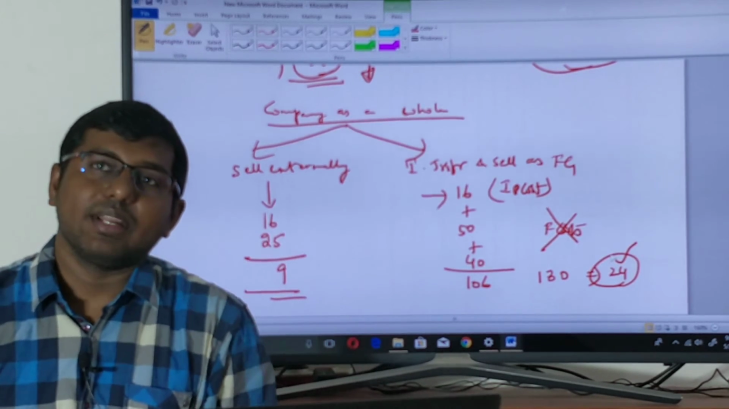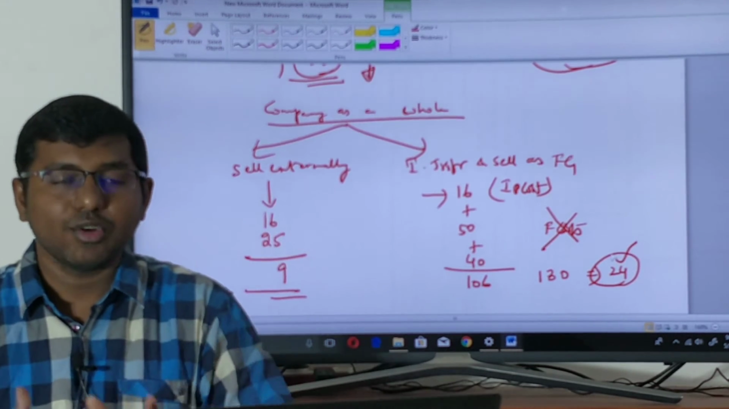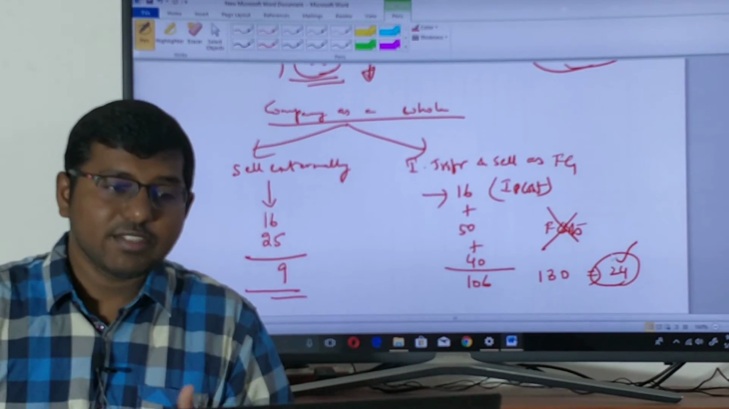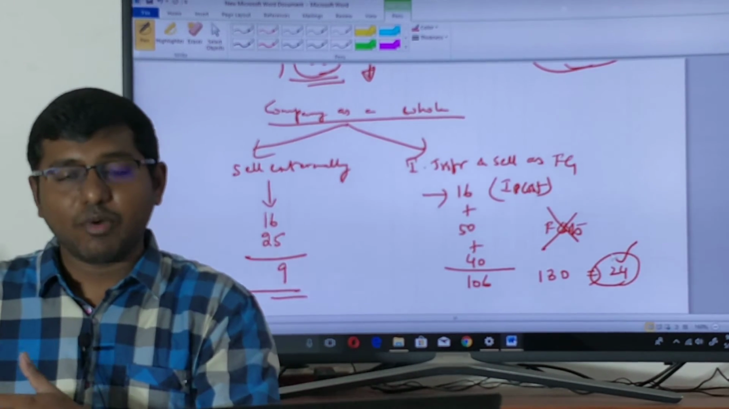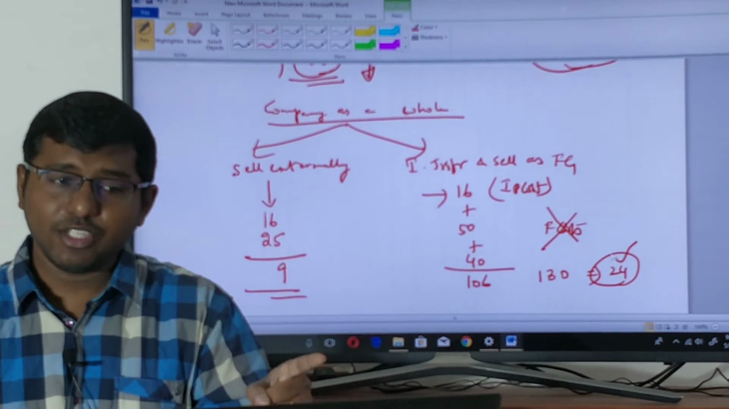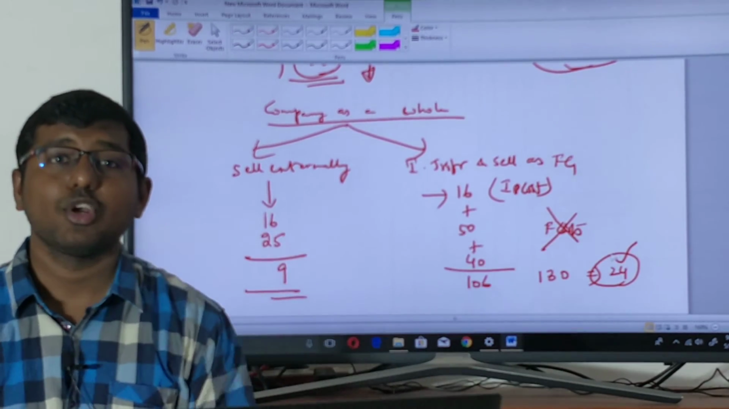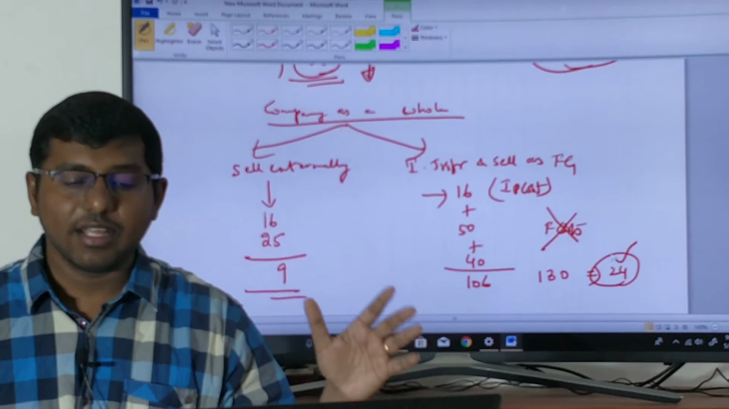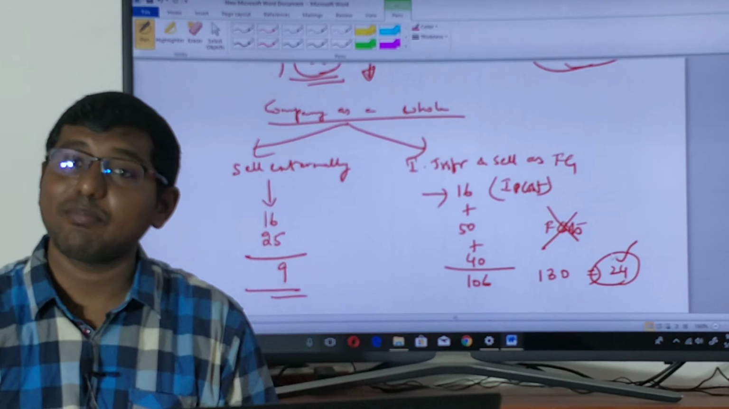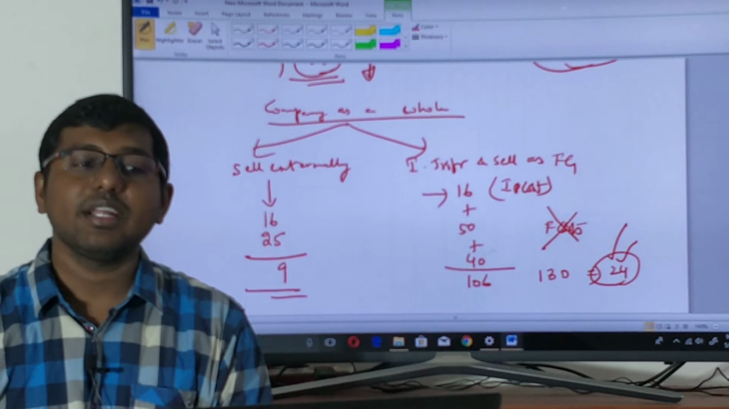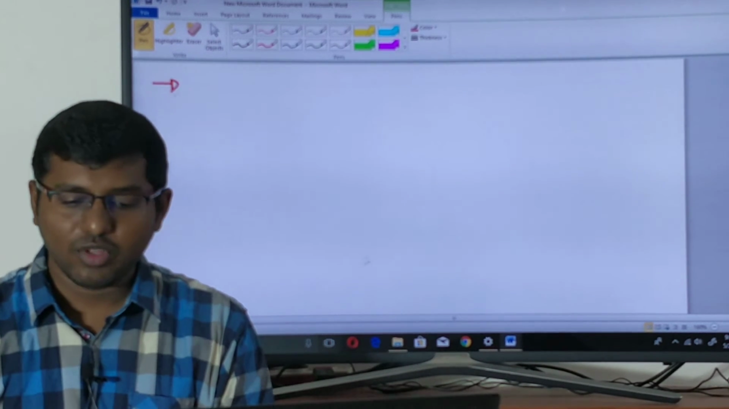So as a company, you have two choices. Should I sell my intermediate product to the external market, or should I internally transfer it to the receiving division and then sell it as a finished product to the external market? In the first choice, the company as a whole is going to earn 9 rupees. In the second choice, the company as a whole is going to earn how much? 24 rupees. From your company's point of view, would you like to earn 9 or 24? 24 obviously. So your answer from company's point of view will be that it should be transferred internally. That will be your answer. You got this, guys? Okay, chalo. Let's move on to the next one.